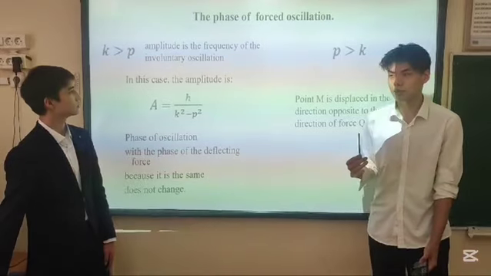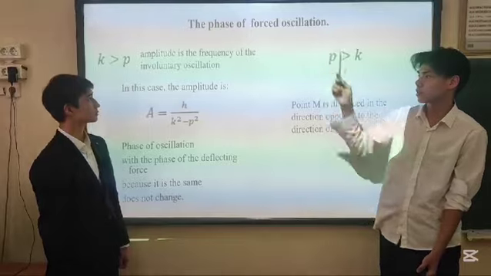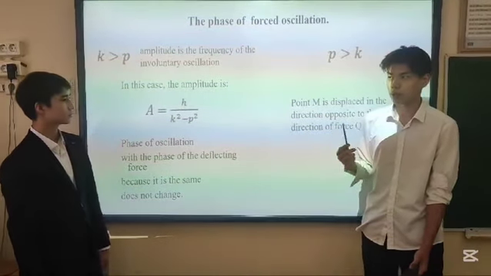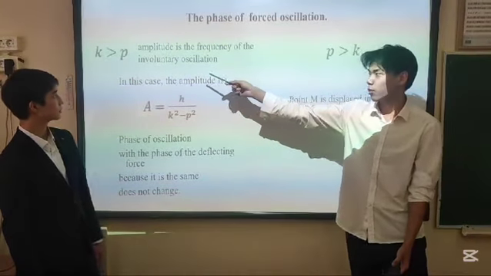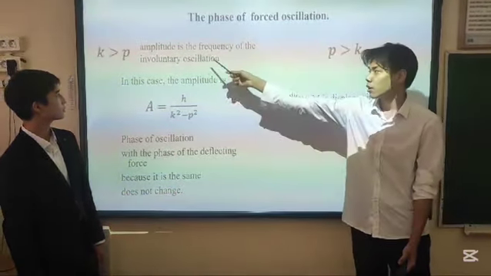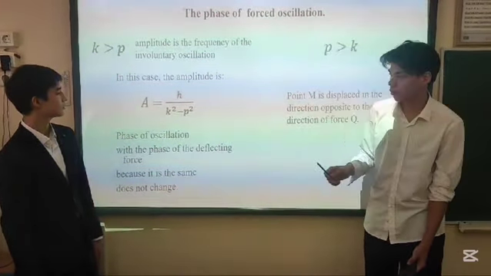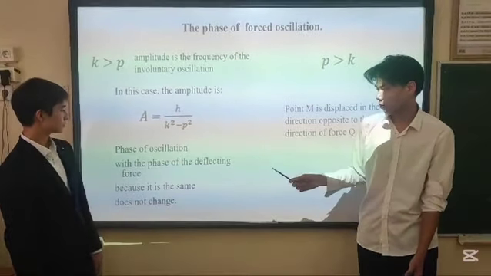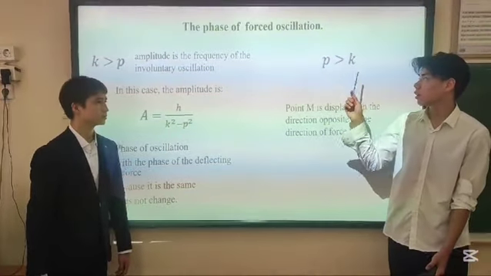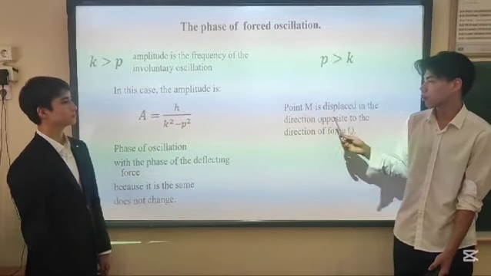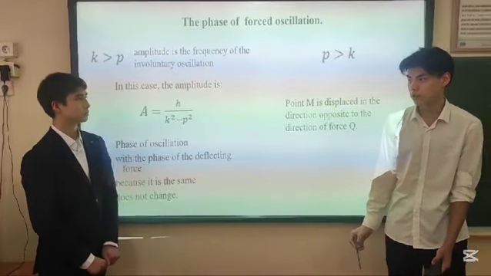When we explore forced oscillation, we were interested in 3 moments. The first moment is the phase of forced oscillation. There are 2 types of phase of forced oscillation. The first case is when k is more than b. In this case, the amplitude is equal to h divided by k squared minus b squared, and the phase of oscillation is the phase of the deflecting force because it's the same, it doesn't change. The second case is when p is more than k: the point is displaced in the direction opposite to the direction of force q.